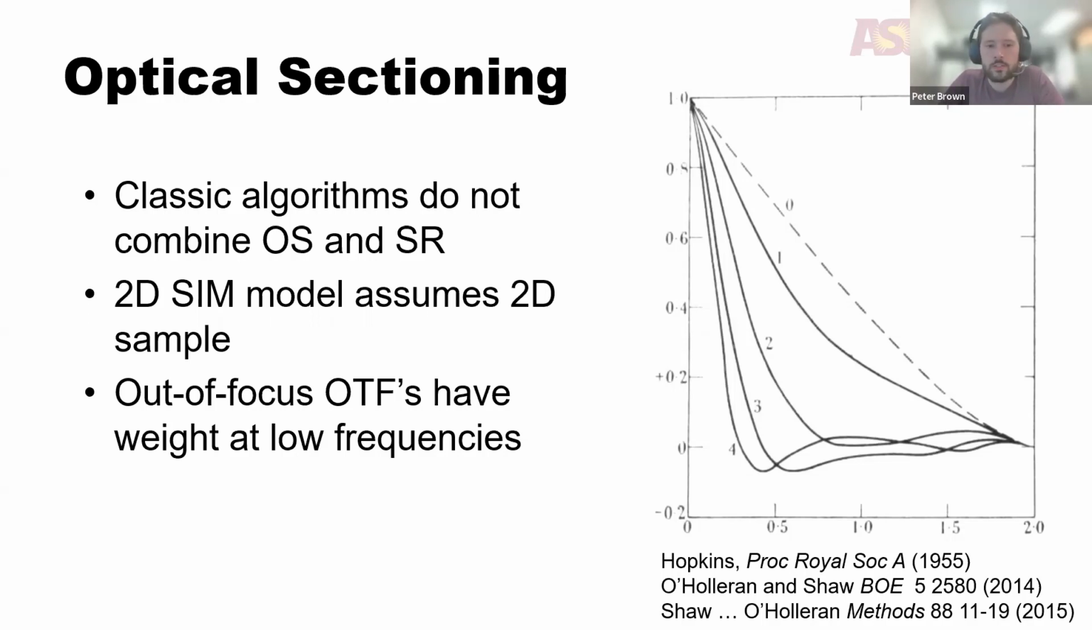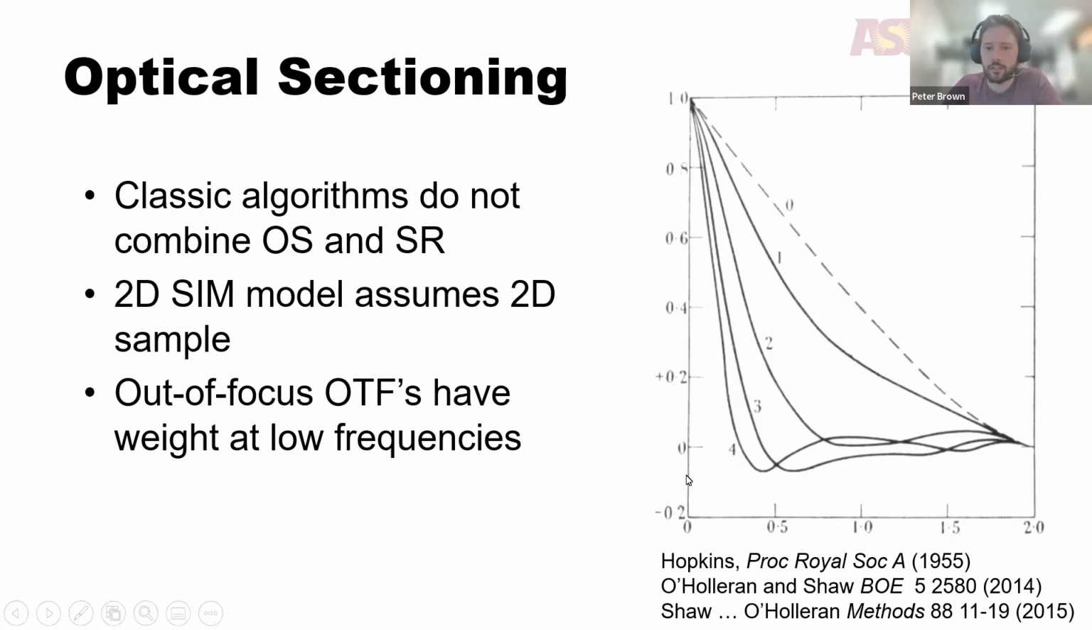One of the reasons that there is no optical sectioning in this Wiener filter algorithm is the forward imaging model that we used assumes a 2D sample. So we ignored the possibility that there is out of focus light in this situation. And the problem with having out of focus objects is that we still see them in our sample, or to put this another way, the out of focus optical transfer functions still have significant weight at low frequencies.